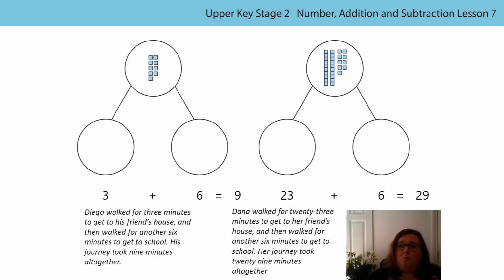What's the same and what's different with these calculations? Well, I can see that this addend is 3, this addend is 6, and this sum is 9. This addend is 23, this addend is 6, and this sum is 29. So, what's the same and what's different?